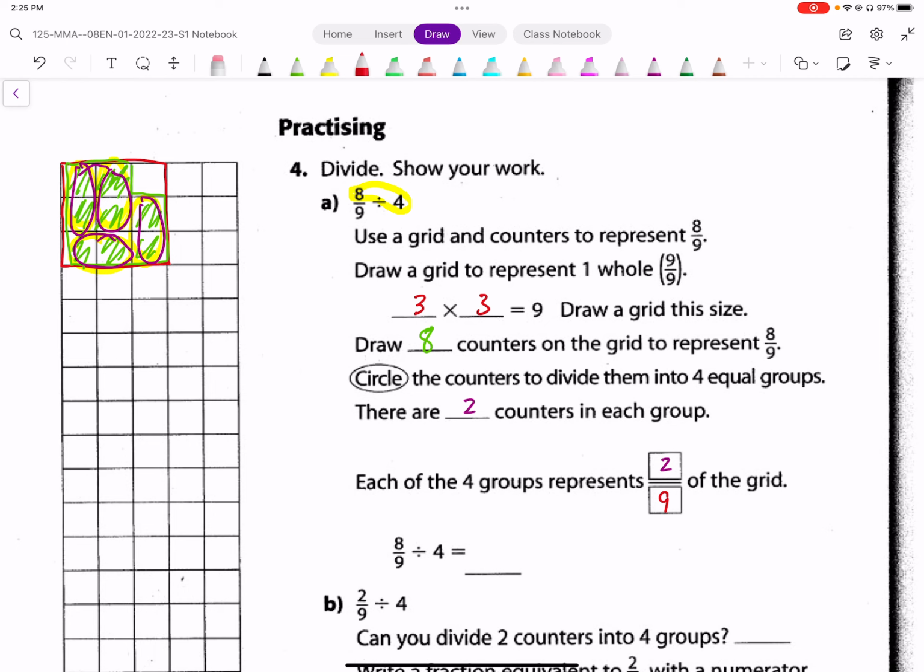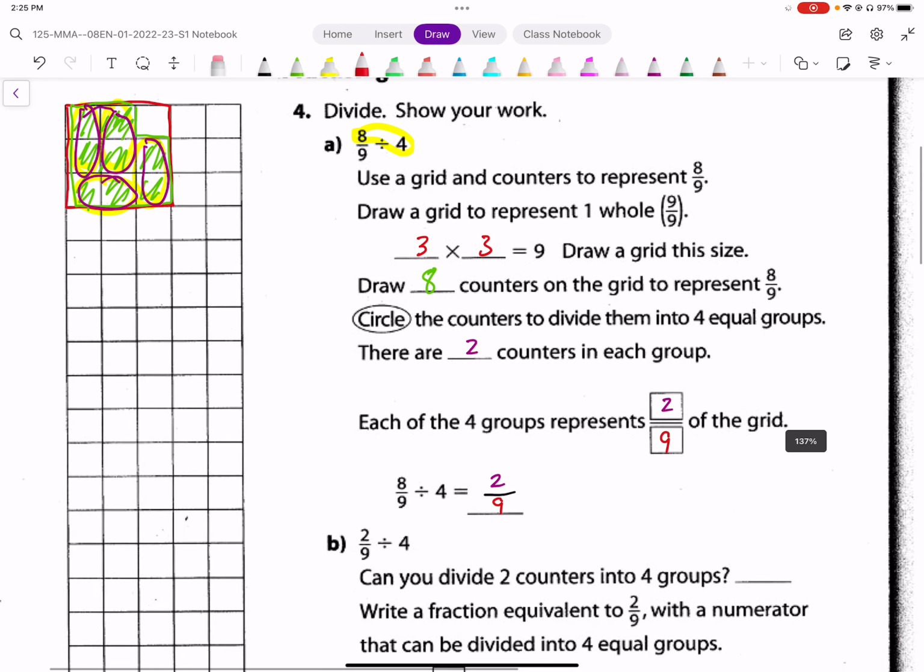So I get 2 on top and 9 on bottom. Okay, because the size of the fractions doesn't change when I regroup them.